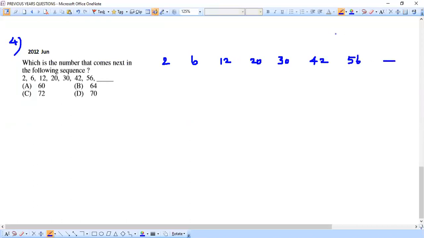Okay, or a question mark, whatever it is. So we need to find what number will come here, fill this blank. This is our question.